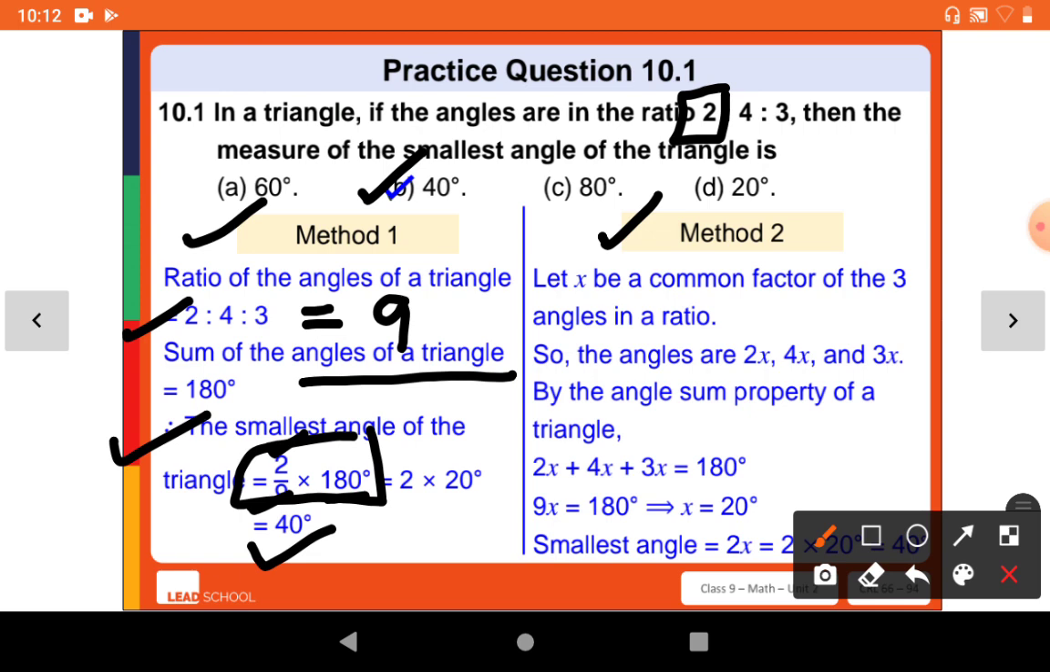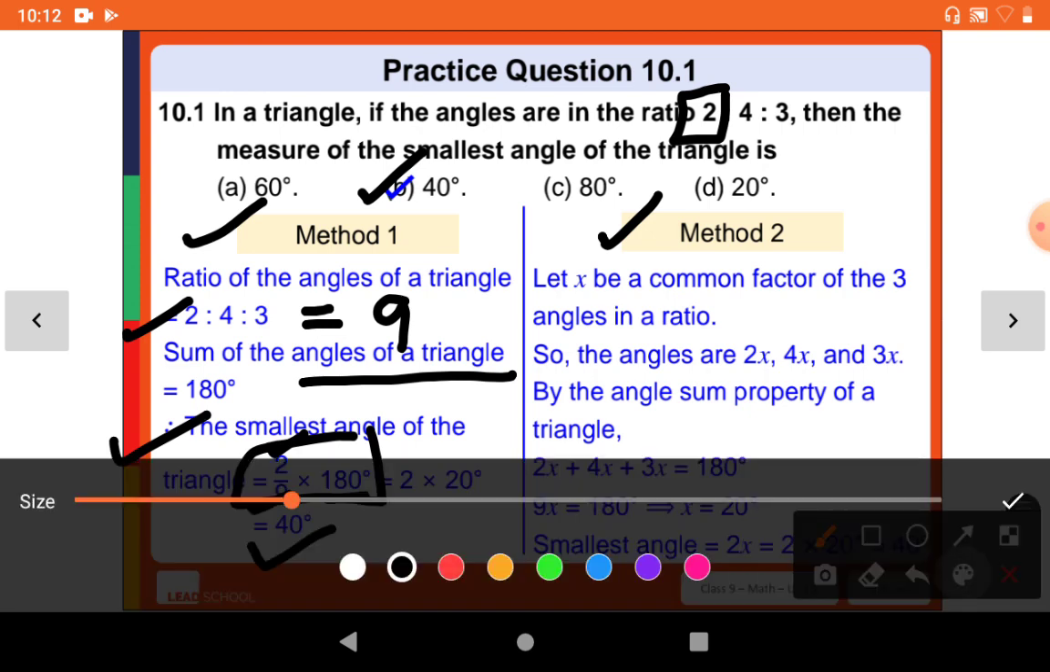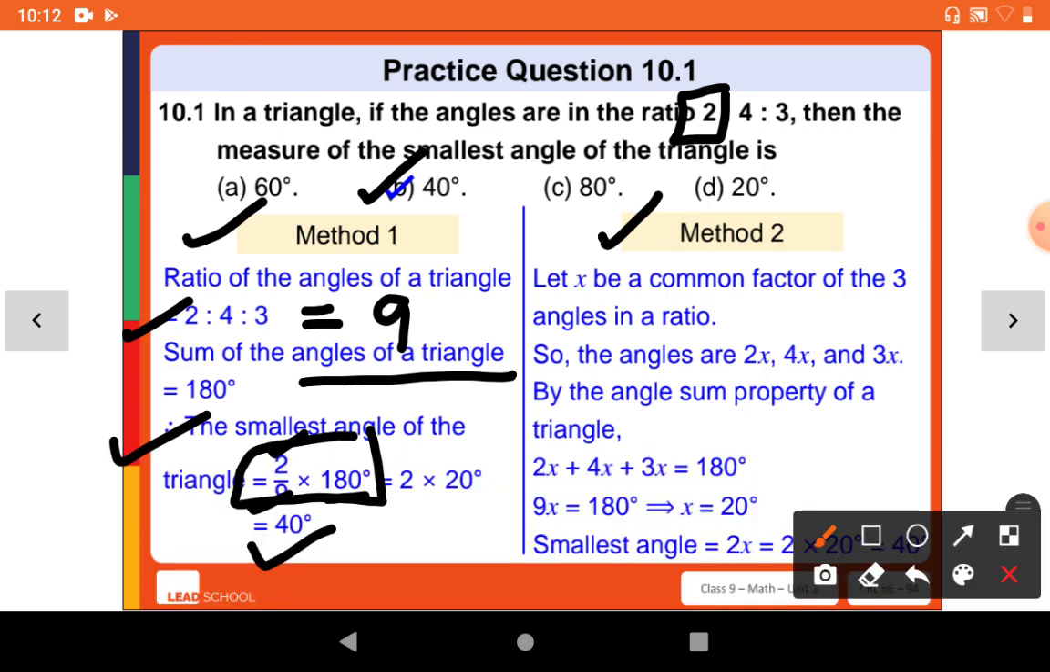But here is the second method in front of you. That is, first of all you have to convert the ratio in the fixed number. You have to multiply all the numbers with another variable. So here we are multiplying 2, 4 and 3 with x, so that we can get the fixed value of angles, that is 2x, 4x and 3x.